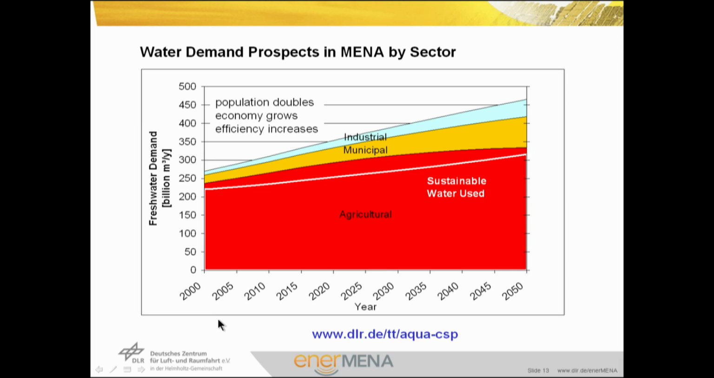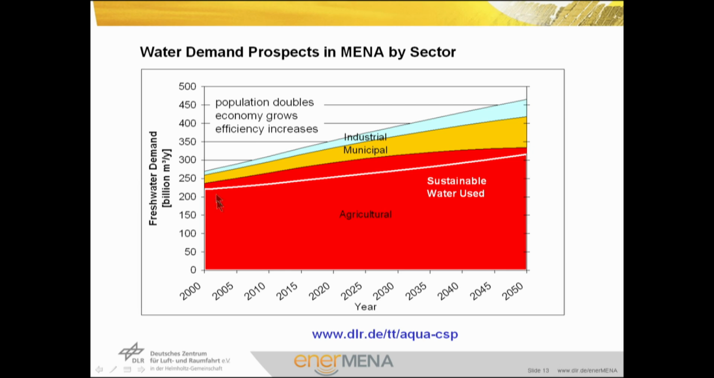The next step of the analysis was the assessment of the water demand in the future of the MENA region. For this, we have analyzed the population prospects. It can be expected that the population doubles until the year 2050. Economy will grow to a level comparable to the national economies of Europe. And of course, the efficiency of the water sector will increase. And all these factors lead to a growth of the water demand in the region from about 270 billion cubic meters per year to over 450 billion cubic meters per year.